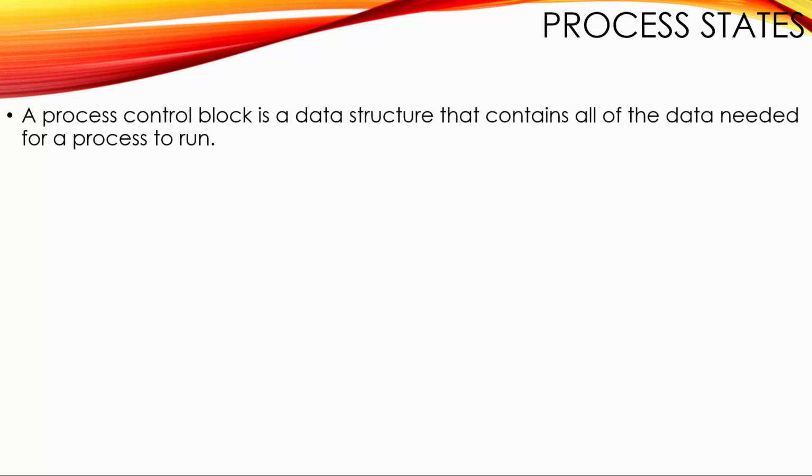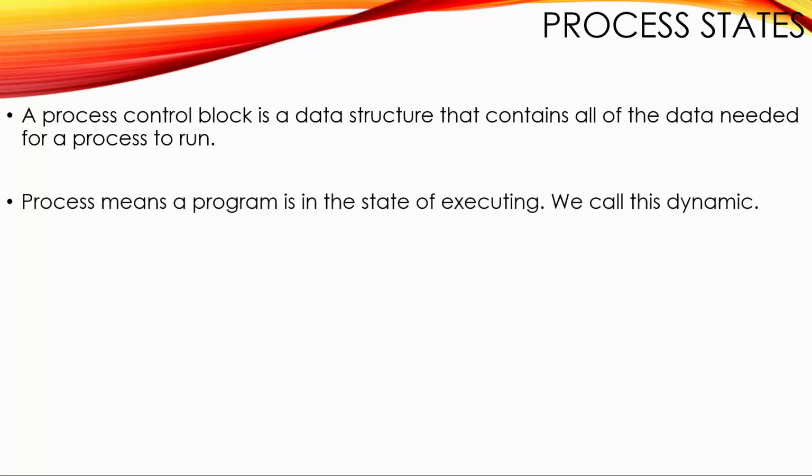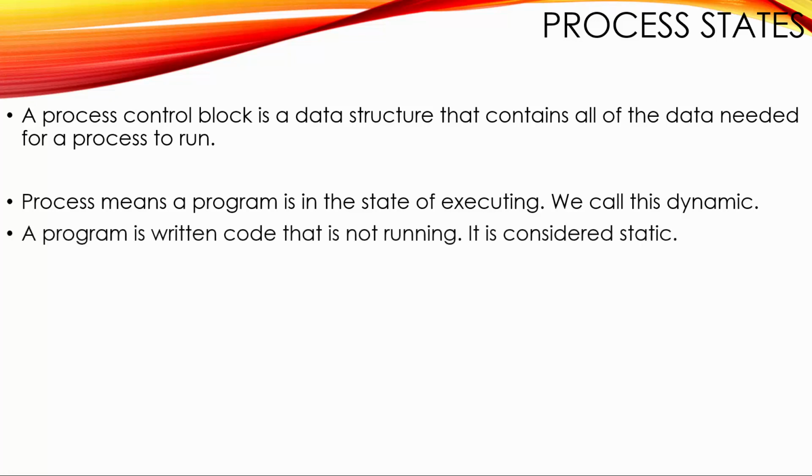When we talk about a process state, what does that mean? Well, a process control block is a data structure that contains all the data needed for a process to run. But what do we mean when we say process? Well, a process means a program that is in the state of executing, and we call this dynamic. A program is written code that is not running, and it's considered static.